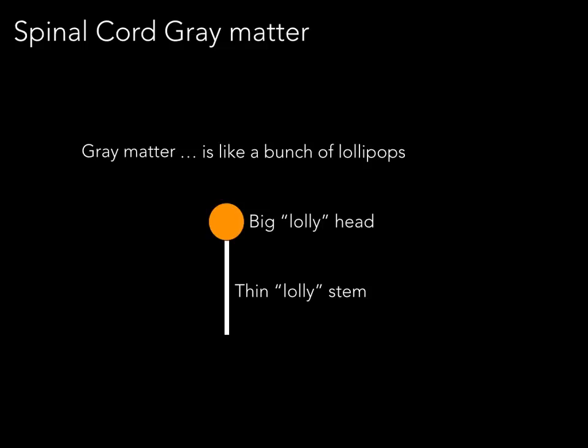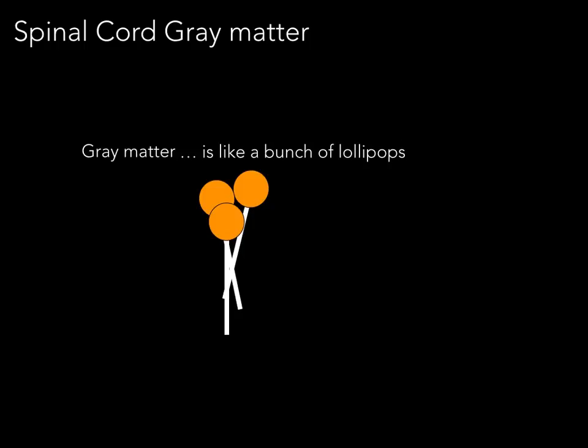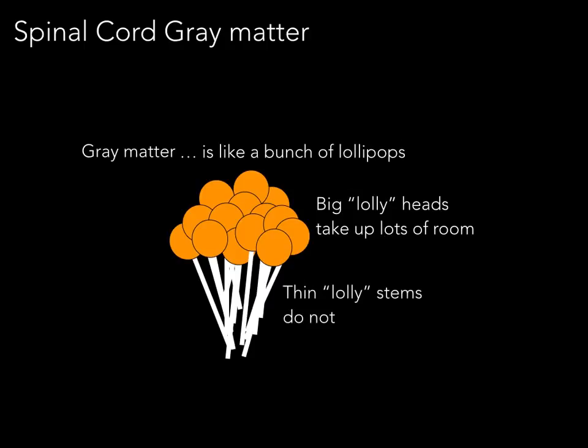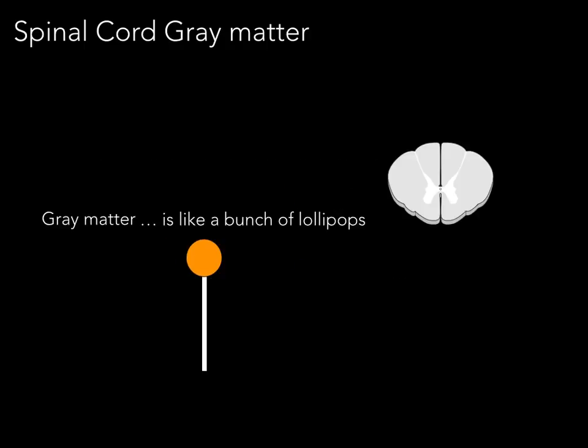And remember when you collected some of these when you were kids and you buy them at stores, you have a couple and a few, and then you got a whole bunch of these lollipops. And so big lolly heads take up lots of room. Thin lolly stems do not. Gray matter is like a bunch of lollipops. You see a big lolly head and a thin lolly stem. Well, instead, it's a neuron, where you have a big neuronal cell body and a thin axonal stem.